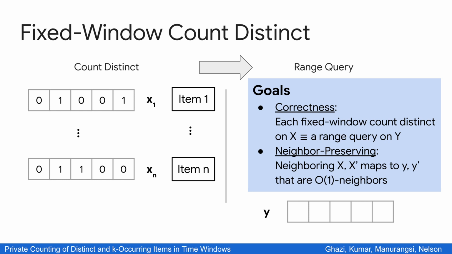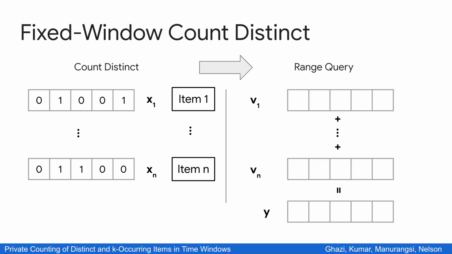So how do we do this? The reduction works as follows. Again, we'll create a vector vi for each xi. Roughly speaking, we want the vector vi to encode the difference between consecutive fixed window count distinct answers, but on only the xi element alone.